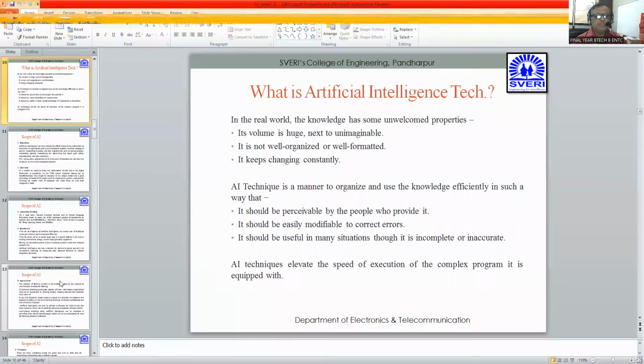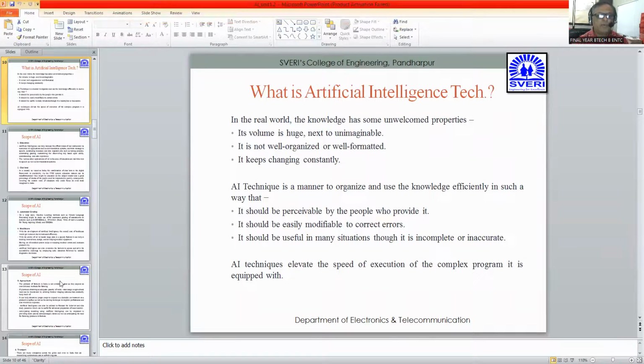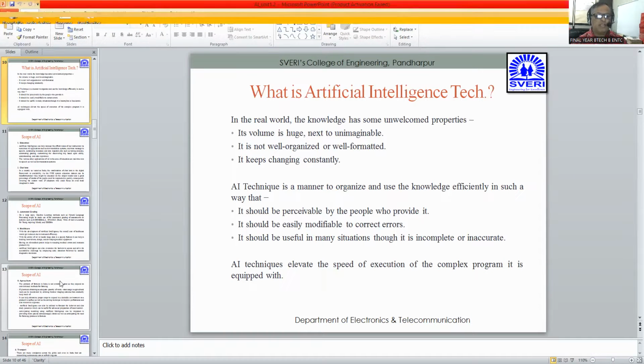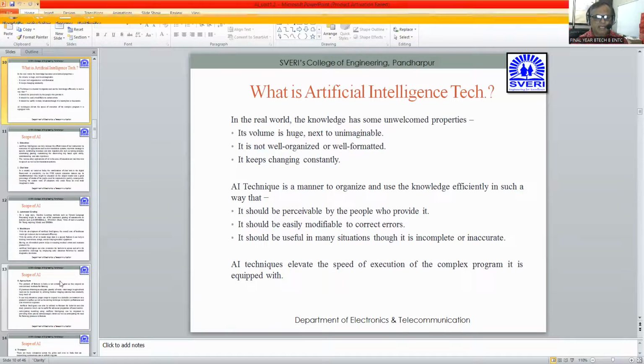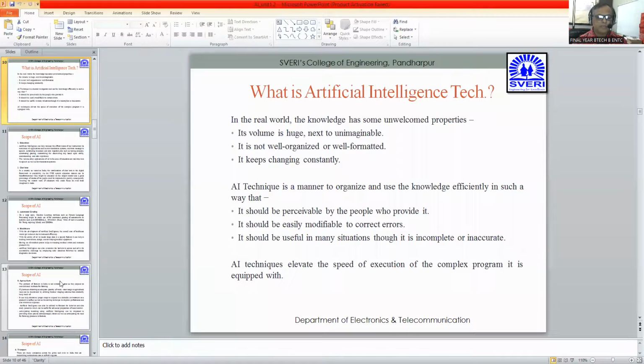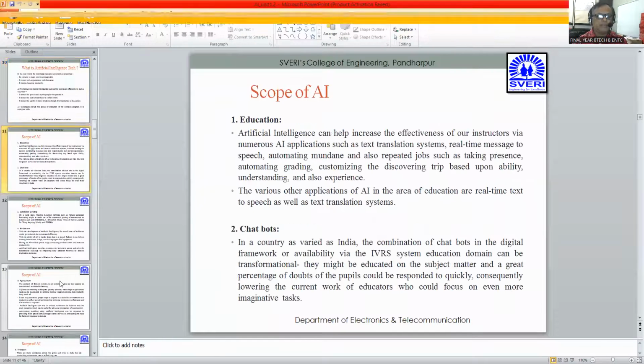Next we saw AI techniques. The most important thing is that we have some unwelcome properties regarding knowledge. Knowledge is huge, unimaginable, not well organized, not well formatted, as well as constantly changing. Hence, to remove these issues, we can use AI techniques. The AI techniques also elevate the speed of execution of complex programs they are equipped with.